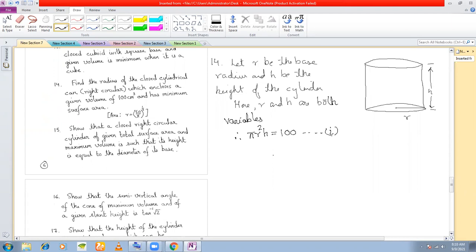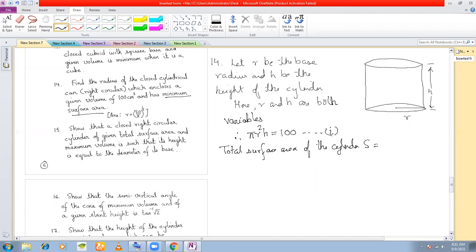Okay. Now we have that has minimum surface area. Now minimum surface area means you have to minimize the surface area with the help of this relation 1. Okay. So write down the expression for total surface area of the cylinder.